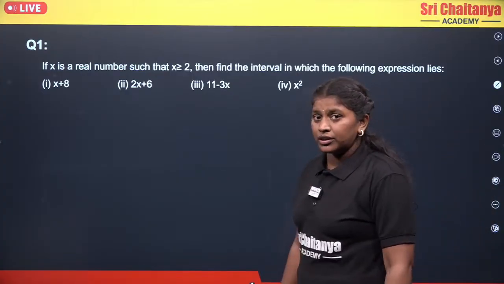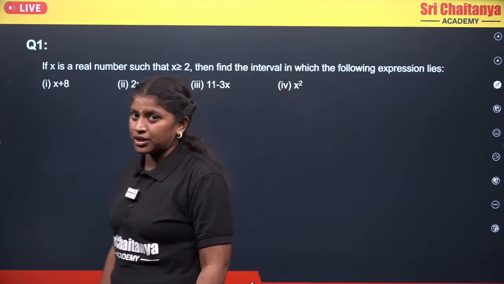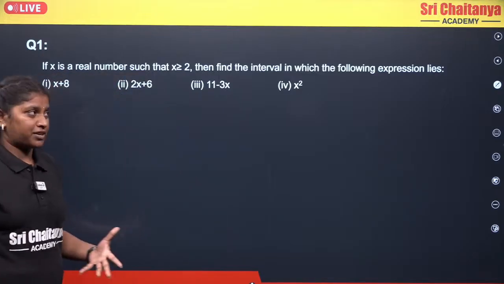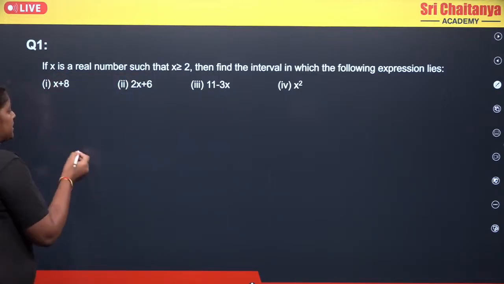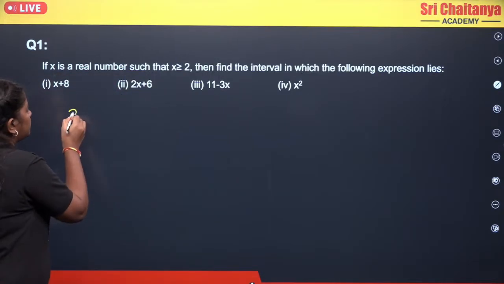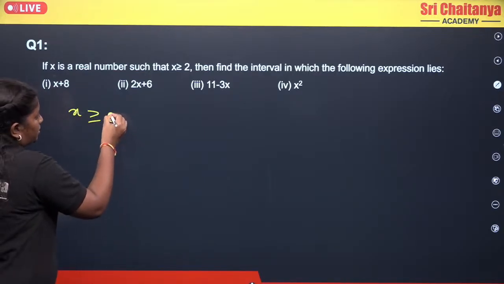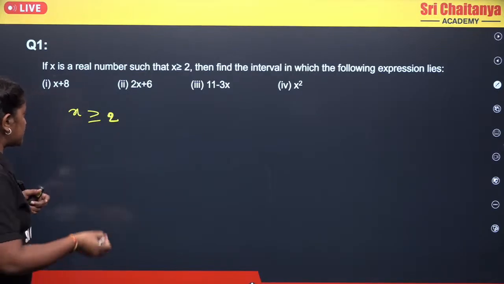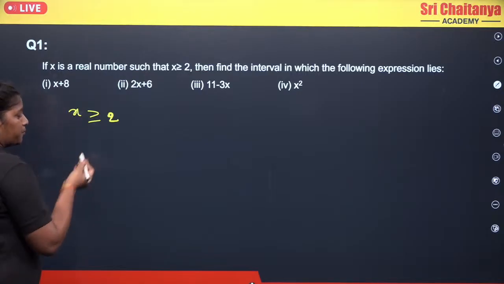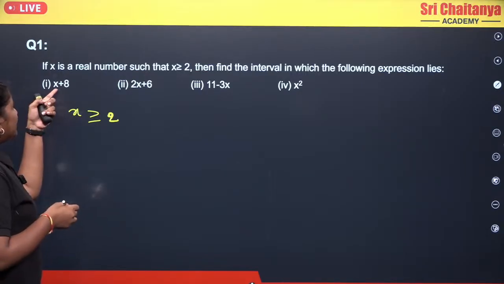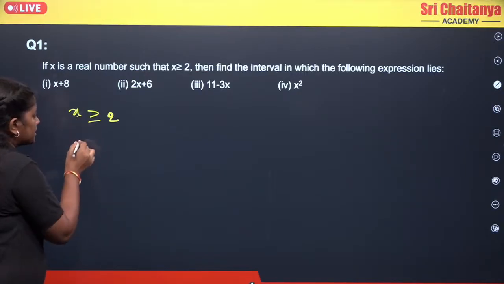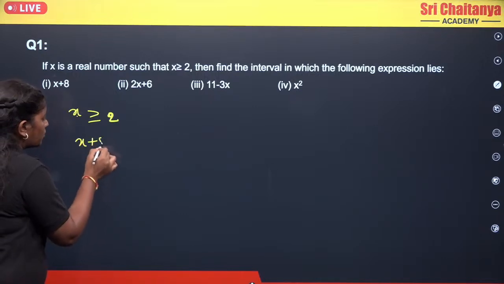So now coming to here, they gave four different parts of the question. Let's solve them one by one. If we take x plus 8, they gave the inequality for x, which is x greater than or equal to 2. Now I need x plus 8, so for the same inequality, I am adding 8 on both sides.